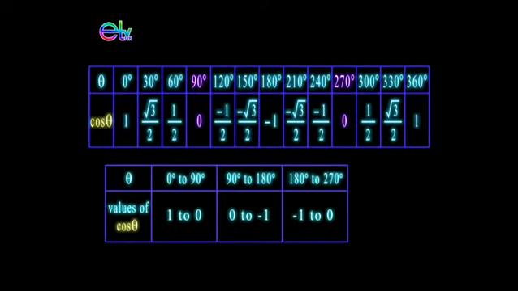When angle theta increases from 180 degrees to 270 degrees, the values of cosine theta increase from -1 to 0. When angle theta increases from 270 degrees to 360 degrees, the values of cosine theta increase from 0 to 1.